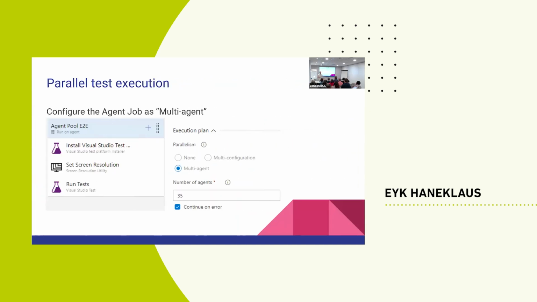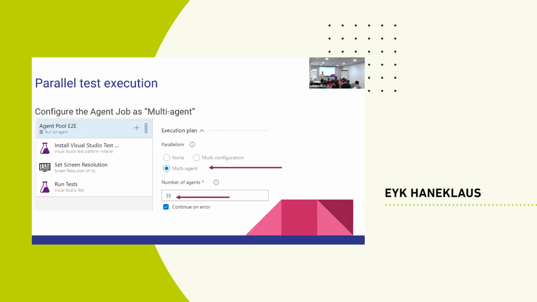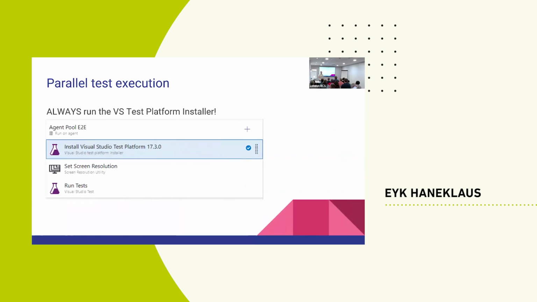Next we have to set up a build or release pipeline that actually runs the test. It has to be configured for multiple agents. The number of agents has to be configured. Now to the tasks in the pipeline. Very important: always run the Visual Studio test platform installer.